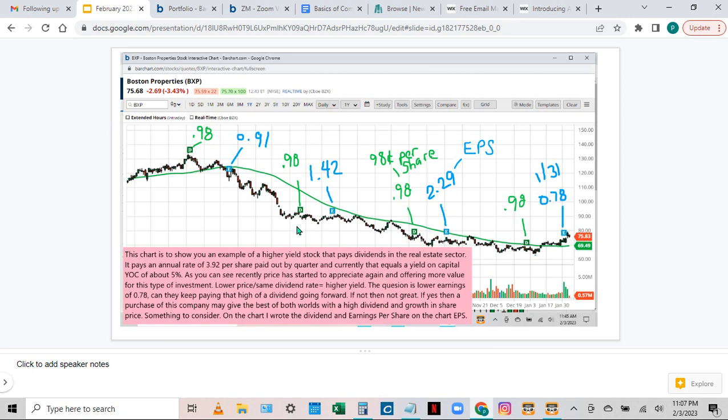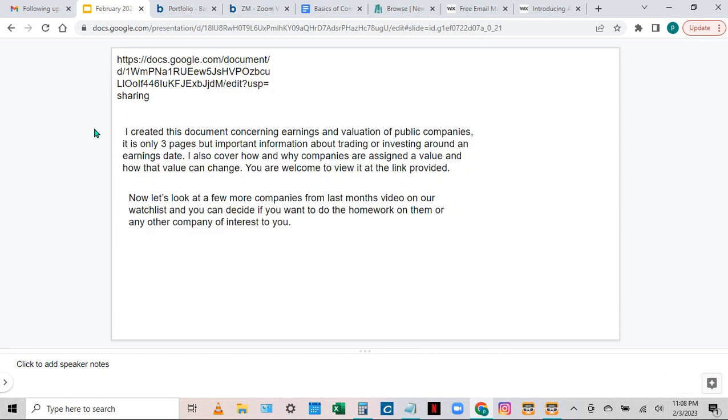And I just put the earnings per share on the chart for you: 91 cents, $1.42, $2.29, and then 78 cents. That's one thing that scares me about this company. They're paying a 98-cent dividend, but this most recent quarter they only earned 78 cents per share. So that 20 cents has to come from somewhere. It doesn't come out of the cloud, right? So that is what I'll say about that. Again, be objective, right?